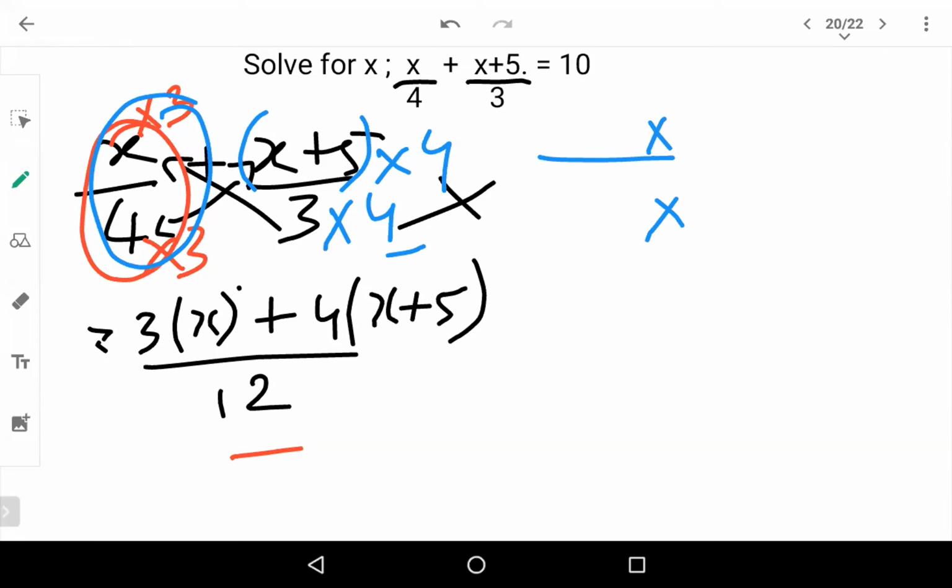Yeah, 3x plus 4x plus 20. Correct, Spurti. Anybody has doubt in this step? This is a very, very important step, because if you miss this step, the whole problem will go wrong. Can we go to the next step?